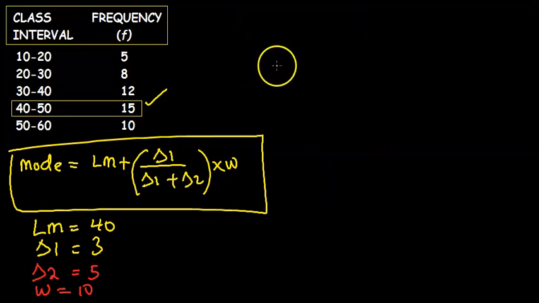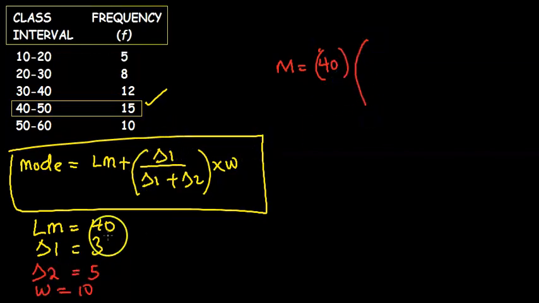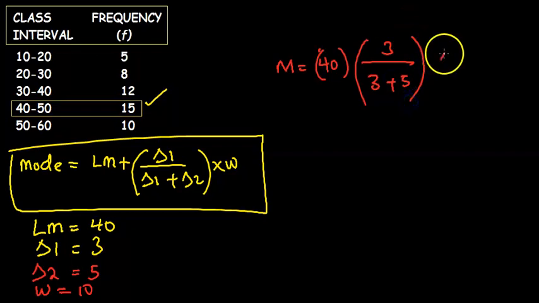So, the mode, let's denote it with M, is simply going to be L_M, which is 40, plus L_M into bracket of delta 1, which is 3, divided by delta 1 again, which is 3, plus delta 2, which is simply going to be 5. We are going to multiply everything by 10.